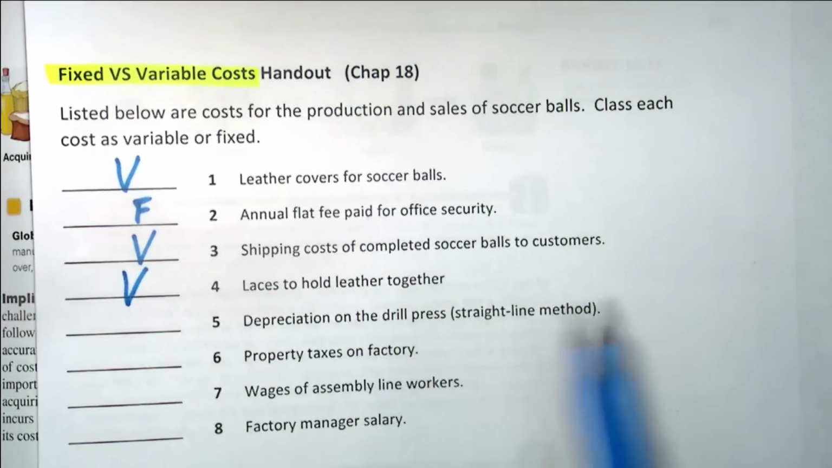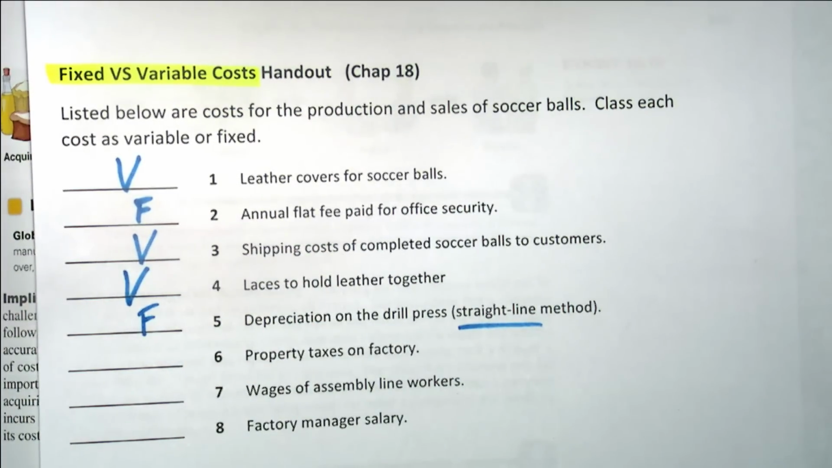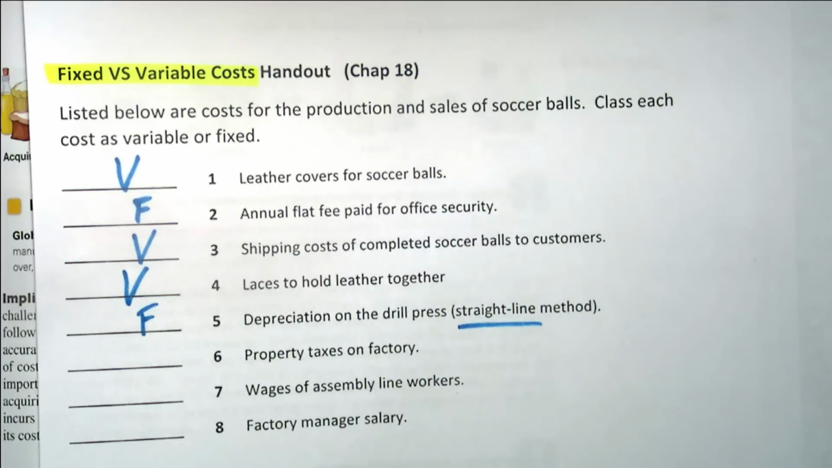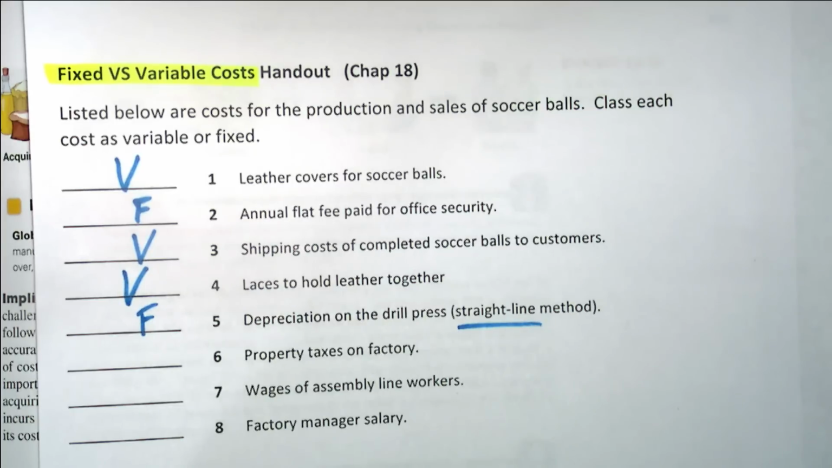Depreciation on the drill press. That's the straight line method. Fixed. That would be fixed, okay? Regardless of how many soccer balls you produce, it's going to be the same amount, okay? Property taxes on the factory. Variable. I heard both. Variable.